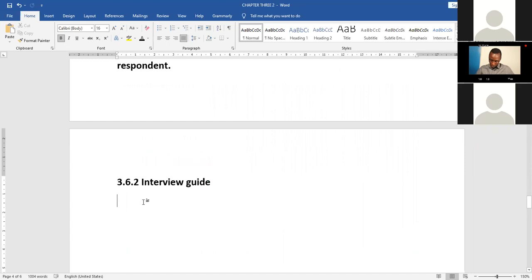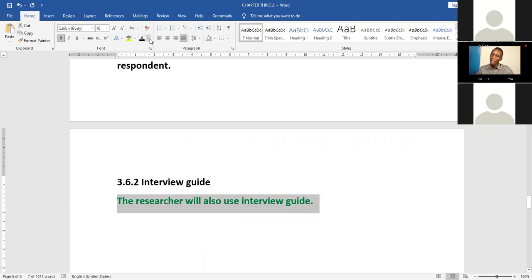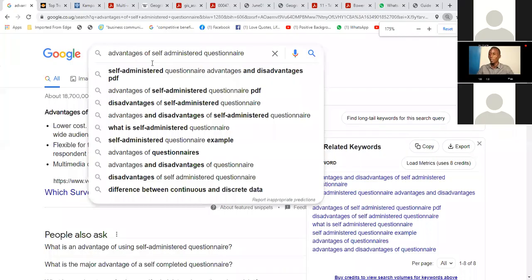Okay. So how do we do that? We're going to say that the researcher will also use interview guides. That is stating the item. What is the next thing? The next thing is defining the item. So we're supposed to define what an interview guide is. So we go to the internet just like this, and then we look for the definition of interview guide.